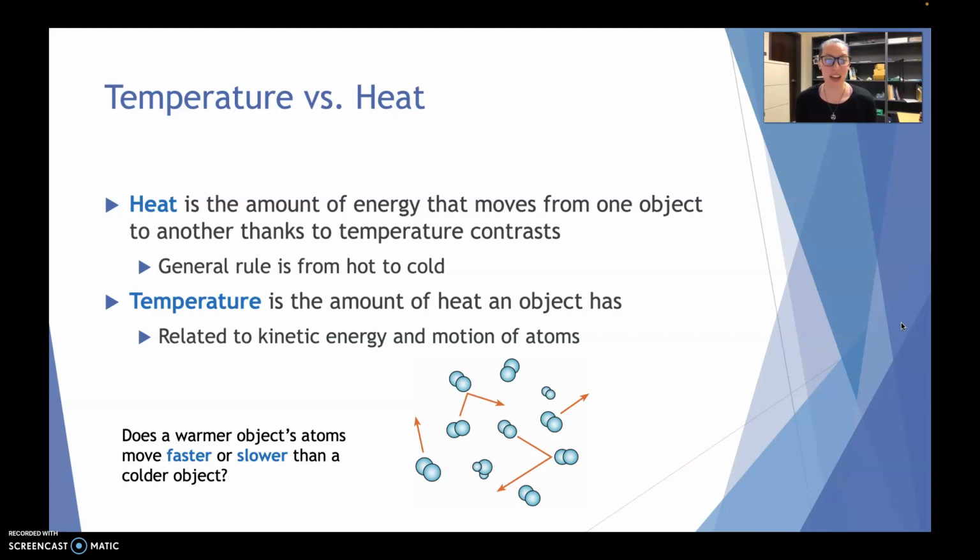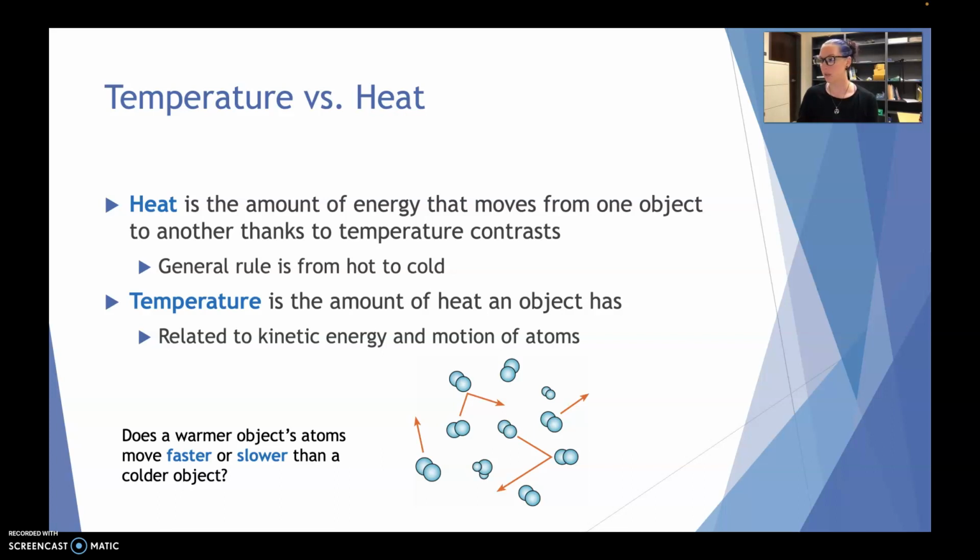Next up, we have temperature. So temperature is defined as the amount of heat an object has, and this is related to the kinetic energy and motion of atoms. And I also want you to think to yourself, do a warmer object's atoms move faster or slower than a colder object's? Think about it, pause, take a moment. Warmer objects' atoms move faster. They vibrate at a much faster rate than colder objects.